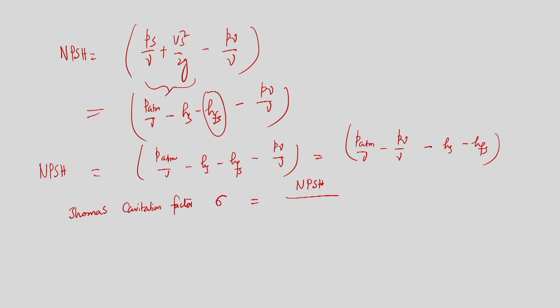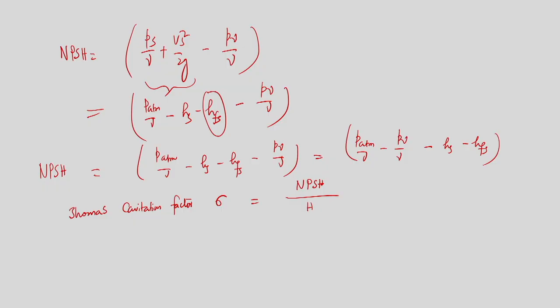Each and every term in the expression of NPSH represents a unit of head, and we would like to define one factor, that is the Thoma cavitation factor. We should make the factor dimensionless, so we define it by a quantity, head. So NPSH available, the net positive suction head available at the suction side divided by head, is known as the Thoma cavitation factor. This is a very important quantity.